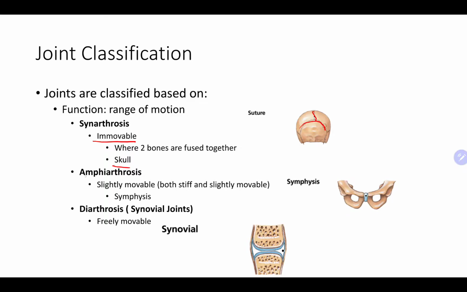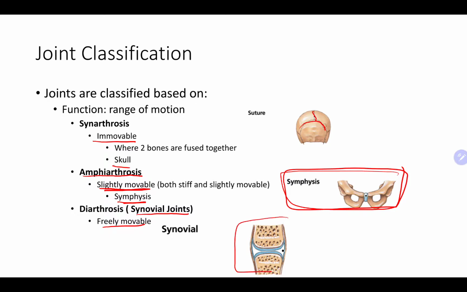You have amphiarthrotic joints, or amphiarthrosis. These are slightly movable, and an example would be a symphysis, such as the pubic symphysis. And then you have diarthrotic joints, or synovial joints. These are freely movable joints, and an example is the knee. So remember these examples: an immovable joint is a suture, a slightly movable joint is a symphysis, and a freely movable joint is your knee.